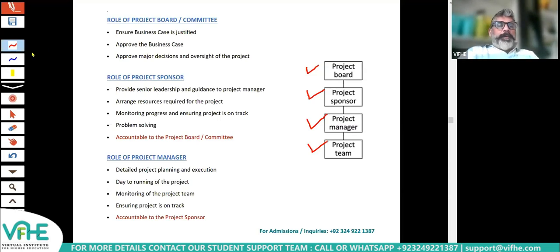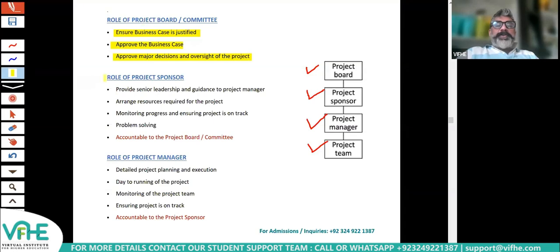What is the role of the board? Very simple. Ensure the business case is justified, approve the business case, and approve any major decisions and oversight of the project. This is what we did in the business case, right? They need to make sure that it is really justified that we spend time and money on it, approve the business case in the best interest of the company, and then oversee the project to make sure that it is on track and it is completed and the objectives are achieved.